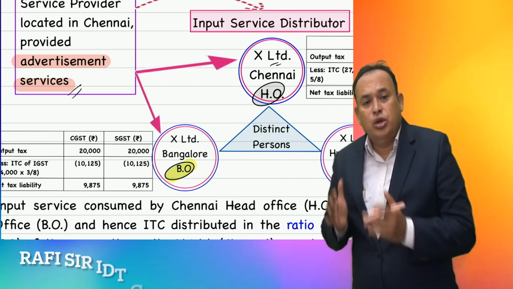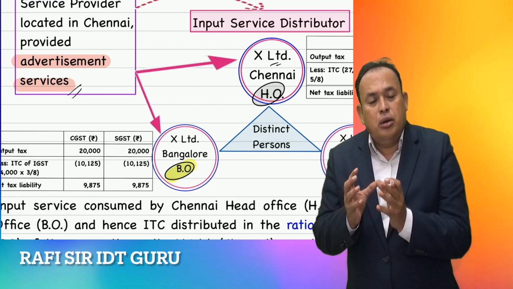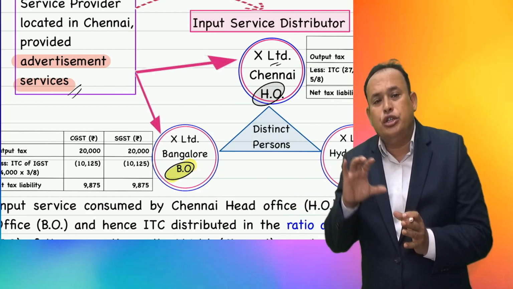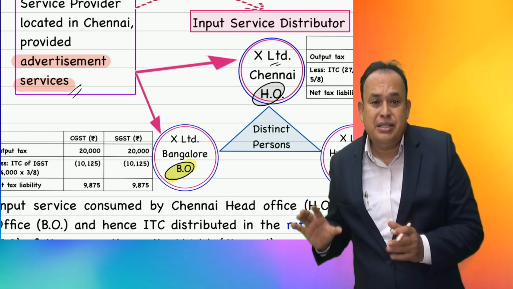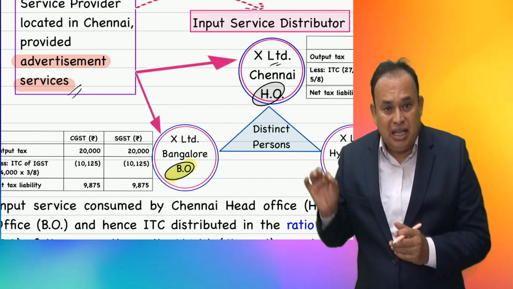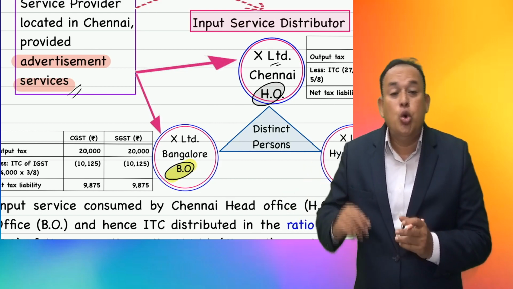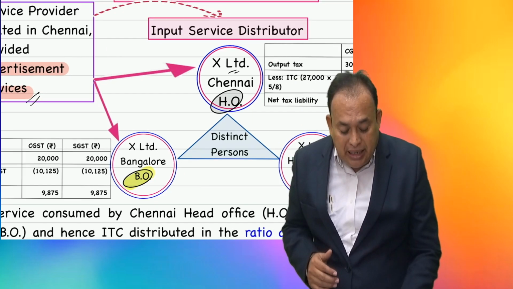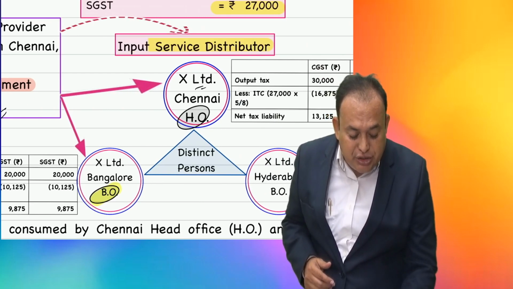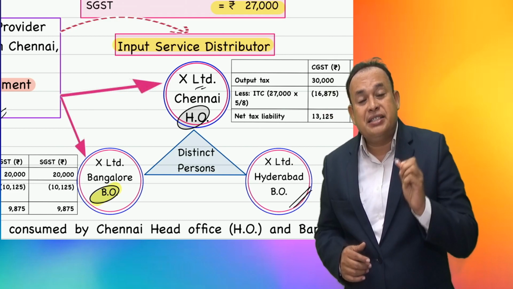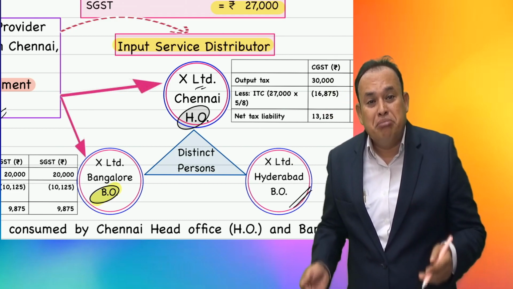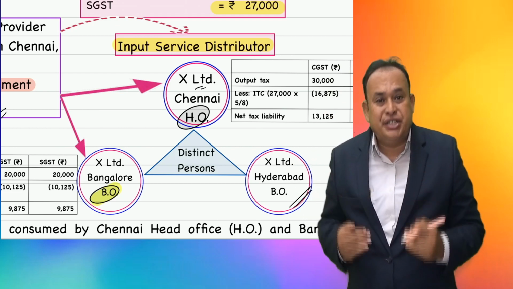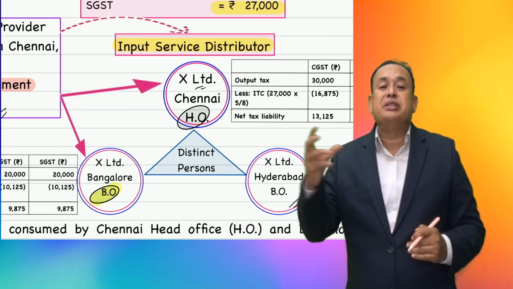X Limited Chennai said, don't worry. The amount of input tax credit attributable to your branch, I am going to distribute to you. What is being distributed? Input service on which tax. Who is distributing? X Limited Chennai. If so, X Limited Chennai is called an input service distributor. If that is the case, such an input service distributor should mandatorily obtain registration under GST as input service distributor.